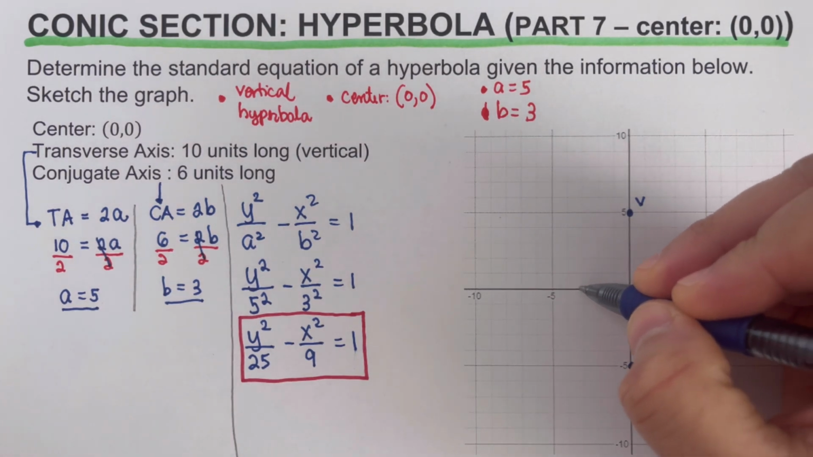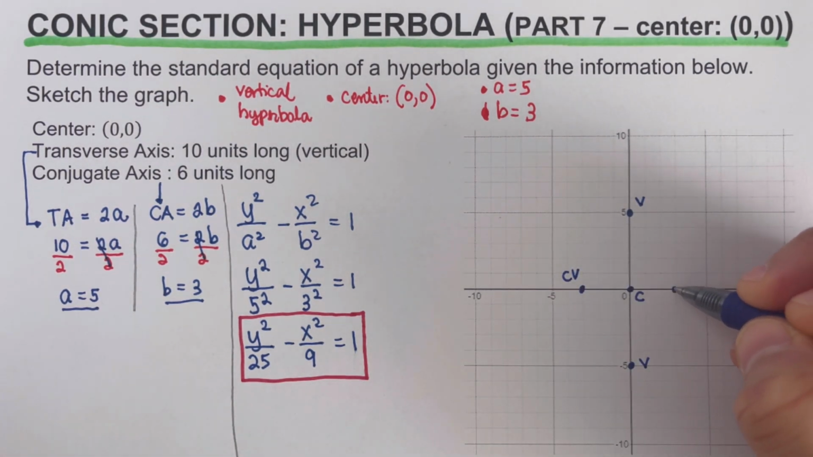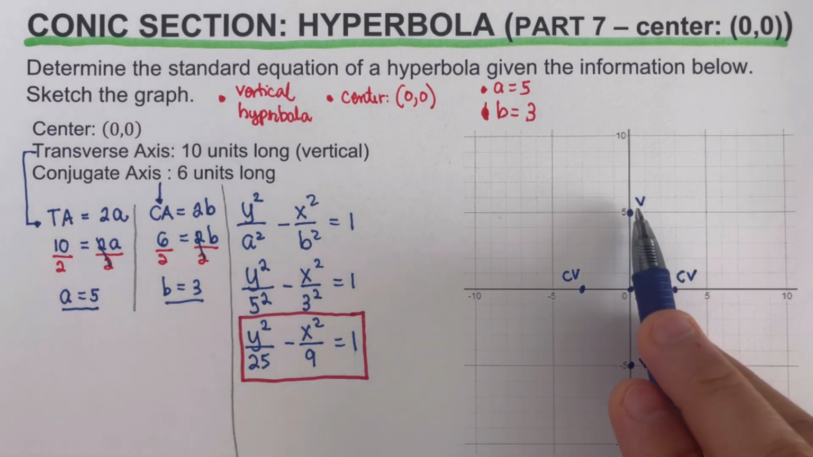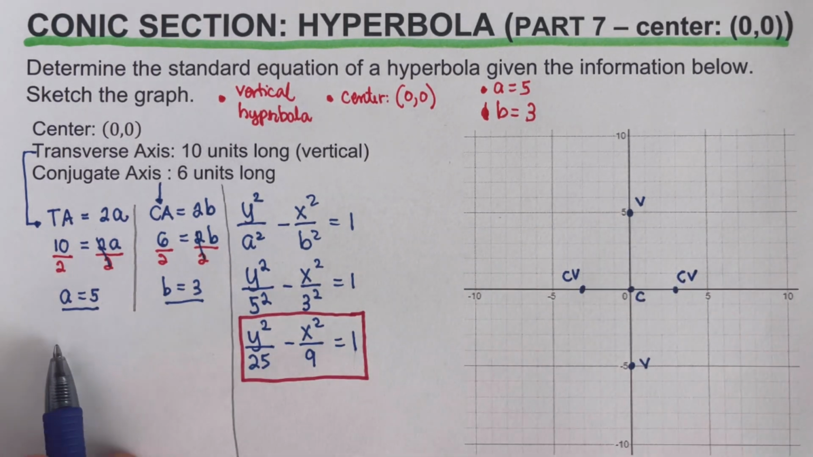So this is our first co-vertex, and the other co-vertex is going to sit here. That's 3 distance from the center. So I'm going to go ahead and write the coordinates of these two vertices and the coordinates of these two co-vertices down here.